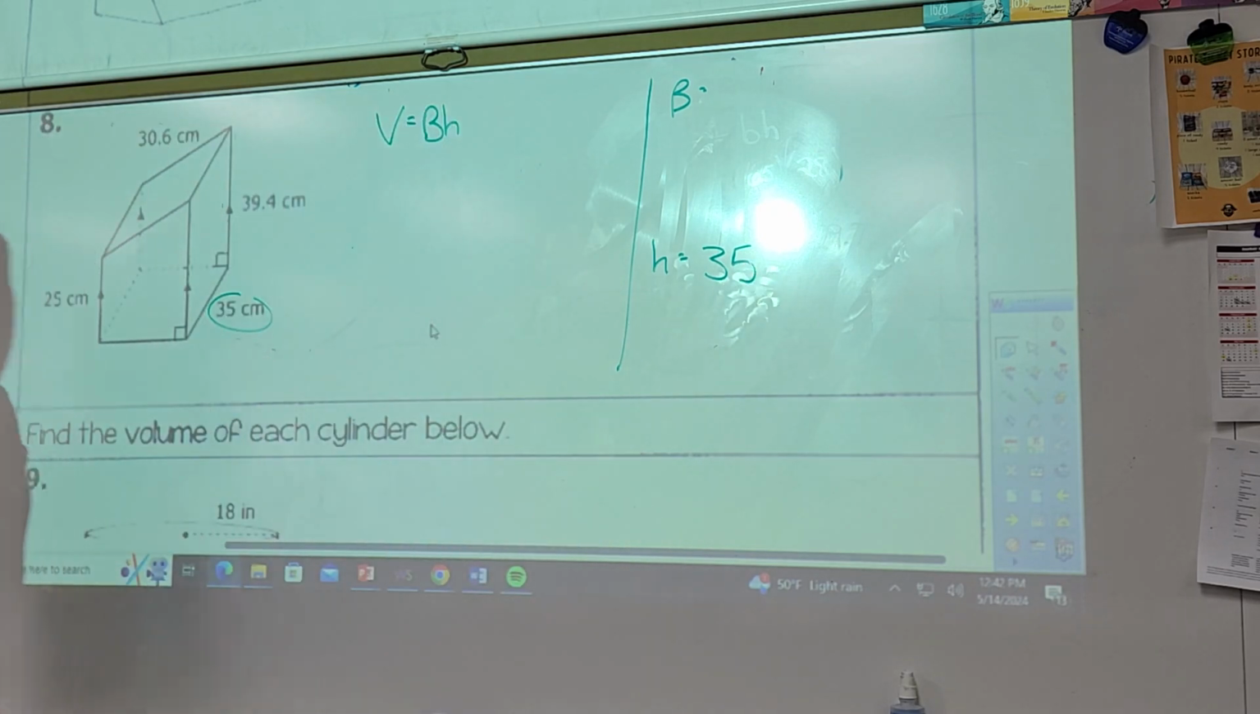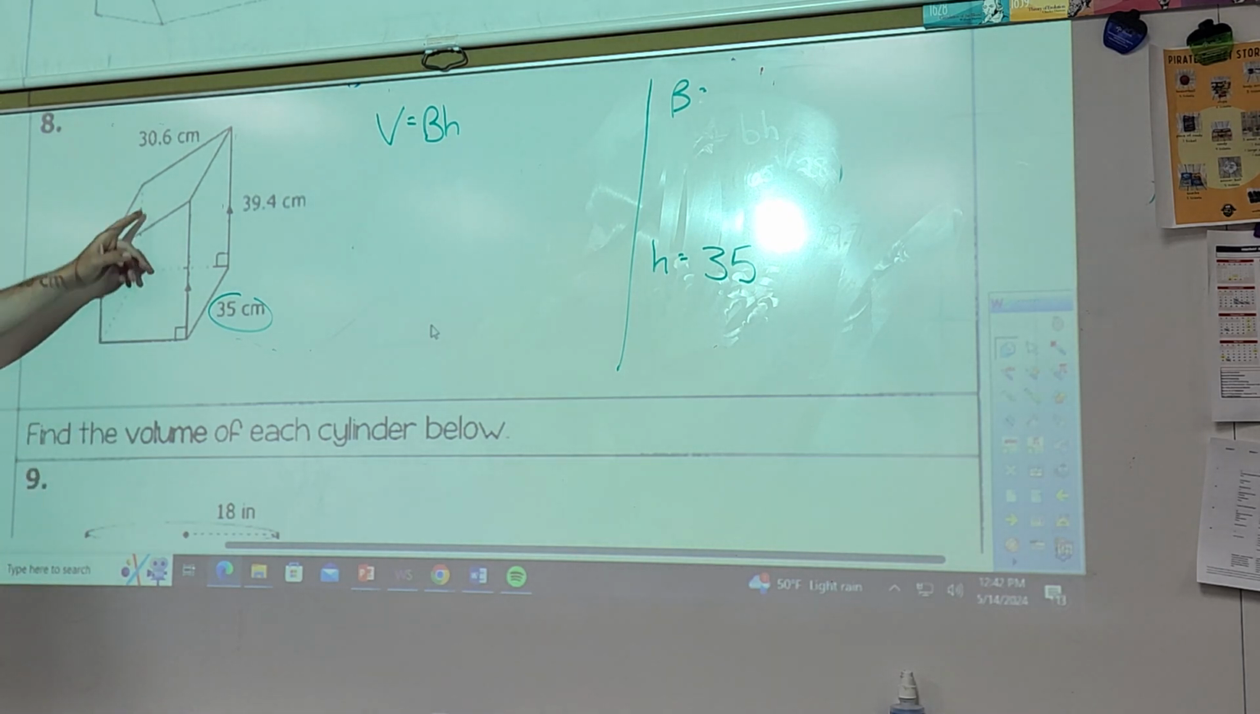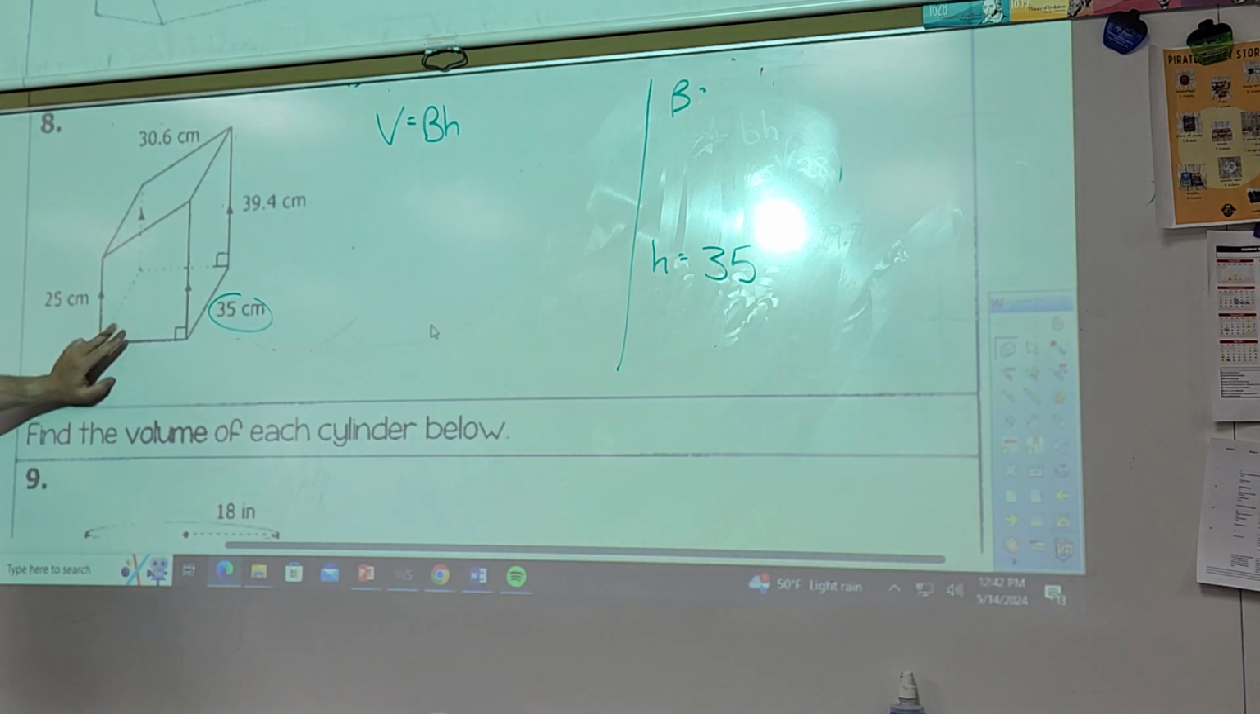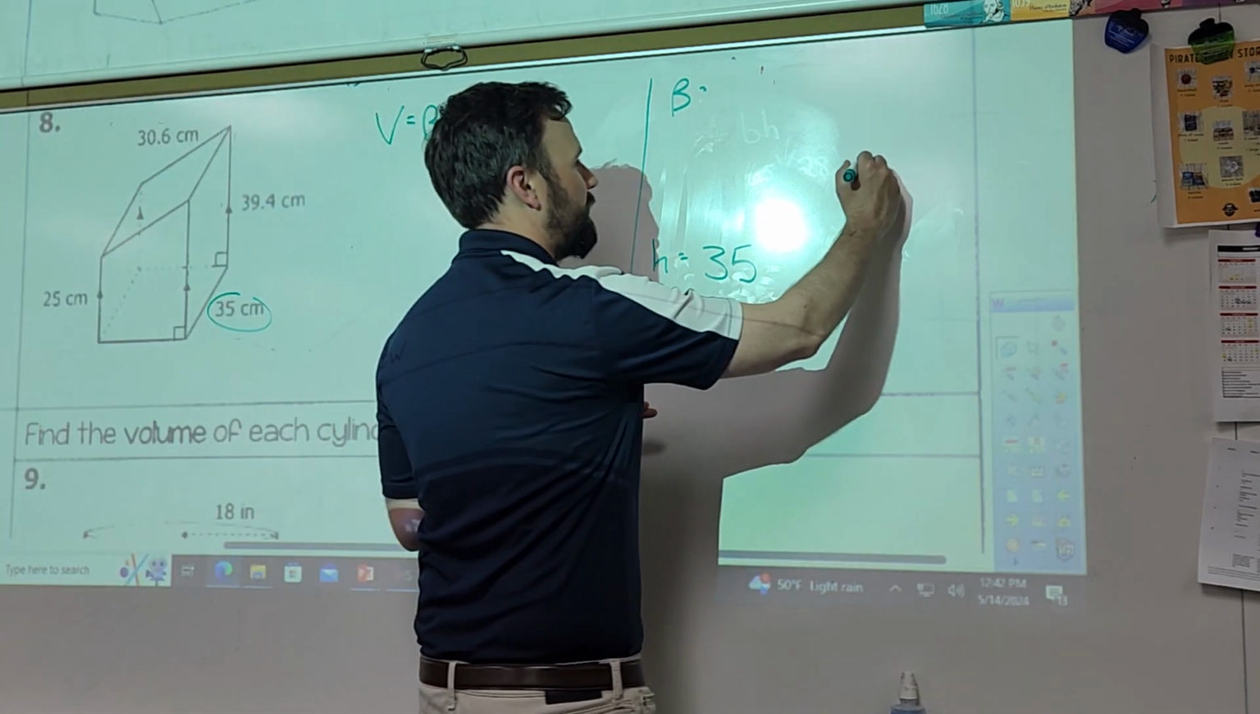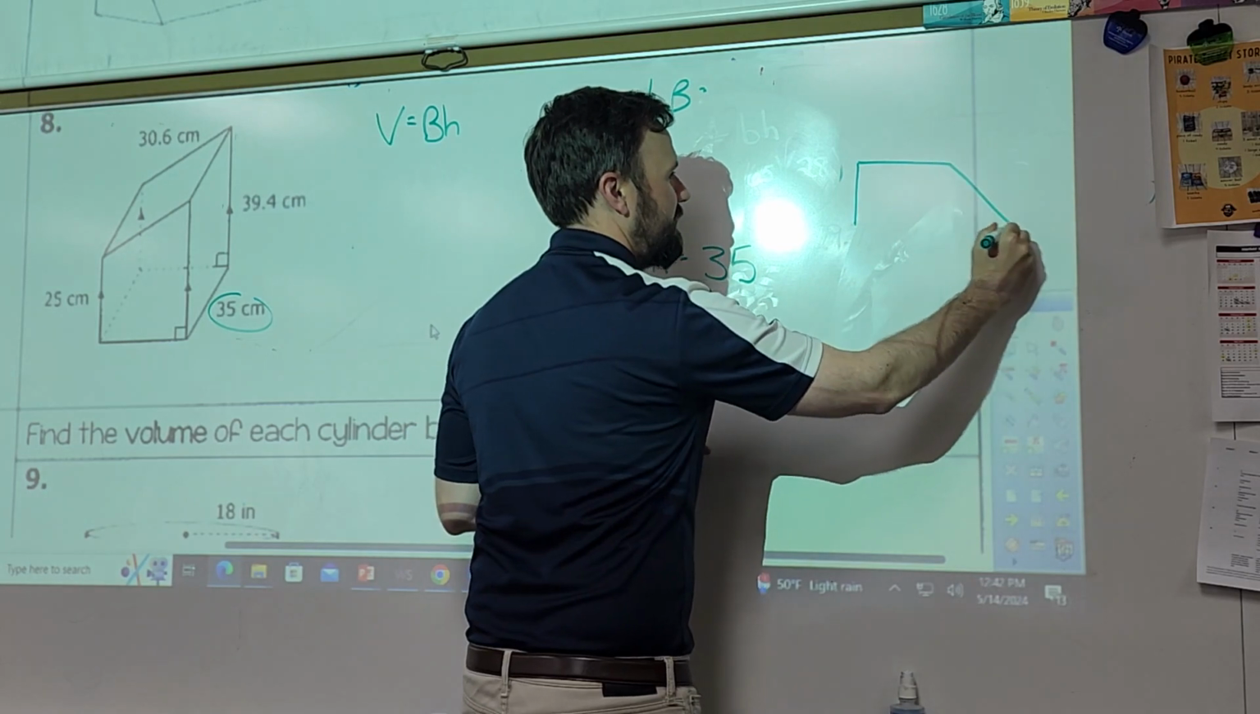All right. Halfway there, as Bon Jovi once said. Don't demonetize me. All right. What's the shape of this base? I'm going to draw it to help myself out, and I'm going to reorient it. I'm going to draw it like this.